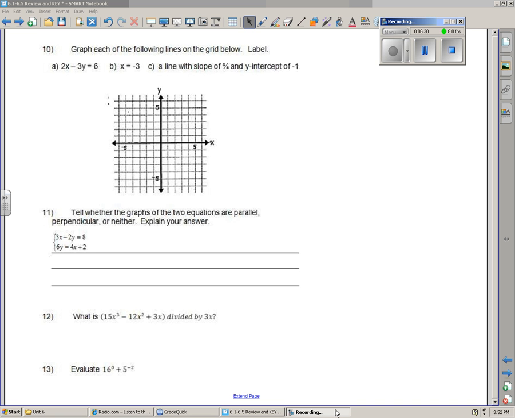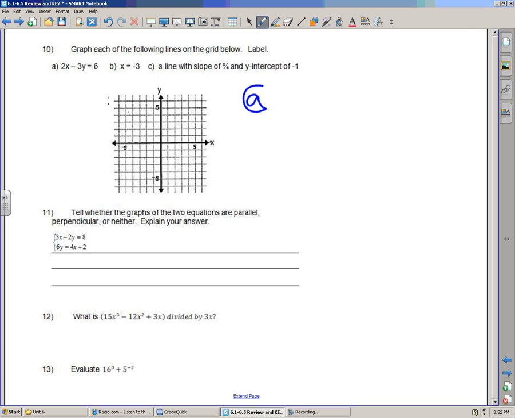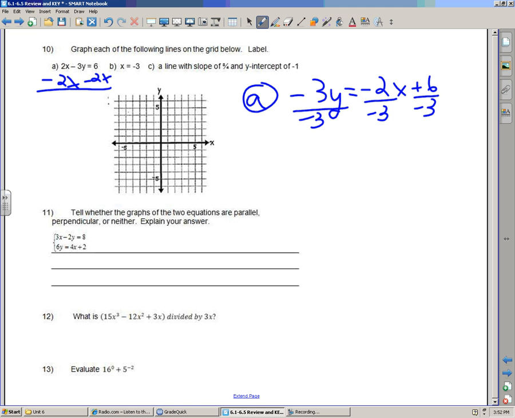So then this one, graph each of the following on the grid. We need to make sure that we label. The first one we're graphing is A, which is 2x minus 3y equals 6, but that's not in the proper form. So I'm going to subtract 2x on both sides. Negative 3y equals negative 2x plus 6. Divide everything by negative 3. And this line becomes y equals positive 2/3 x minus 2.